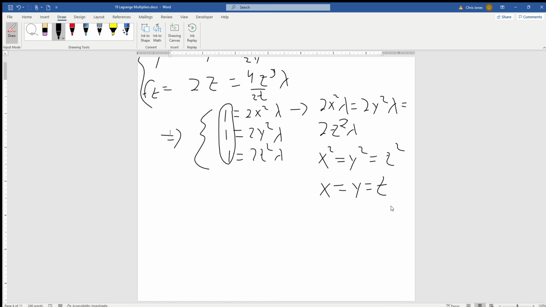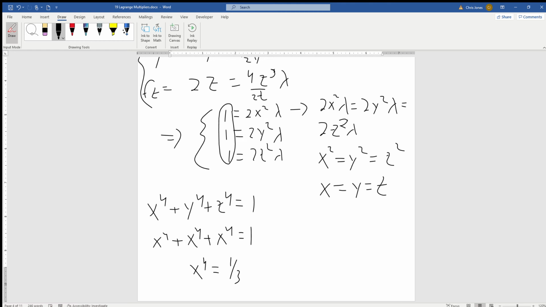So if we substitute back into the constraint equation, we're only going to get two possible values. Remember, x⁴ + y⁴ + z⁴ is going to be equal to 1, or x⁴ + x⁴ + x⁴ is equal to 1, or x to the fourth equals 1/3, since we would get 3x to the fourth. And if we take the fourth root of that, a couple ways to write that: x can be equal to plus or minus the fourth root of 1/3, or x can be equal to plus or minus 1 over the fourth root of 3.